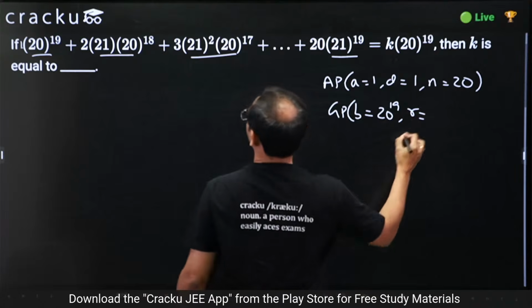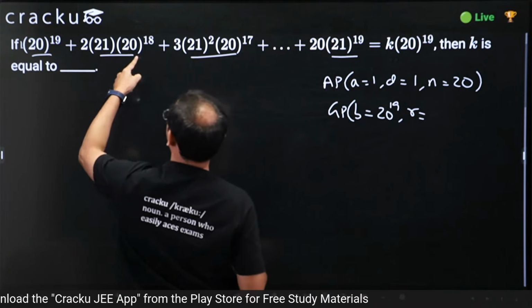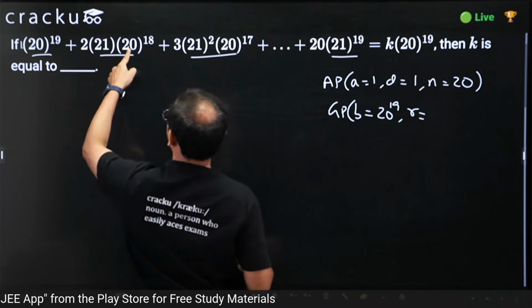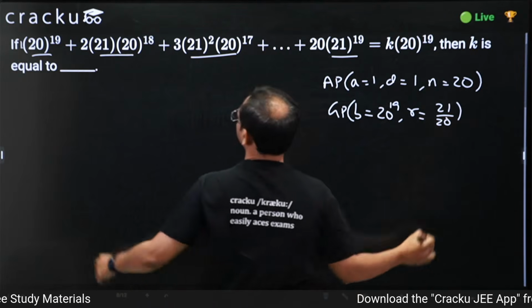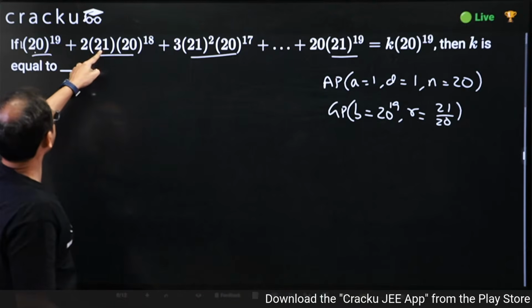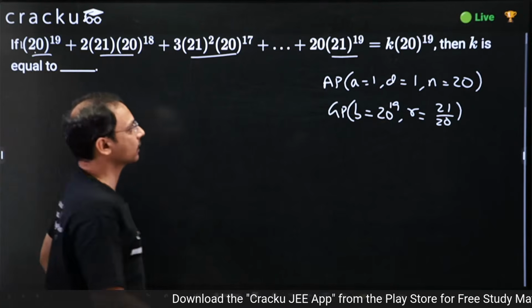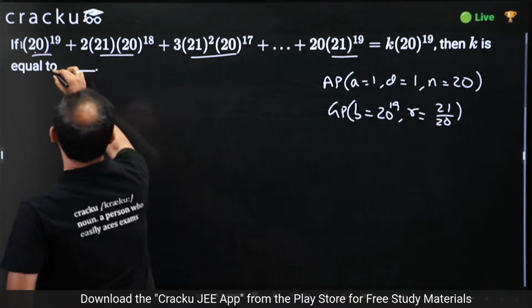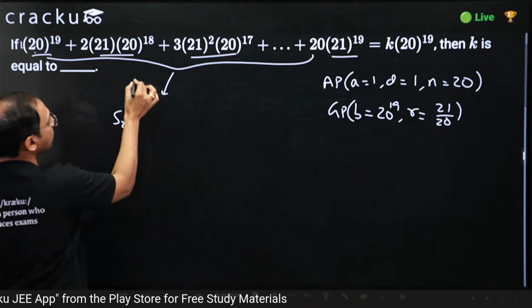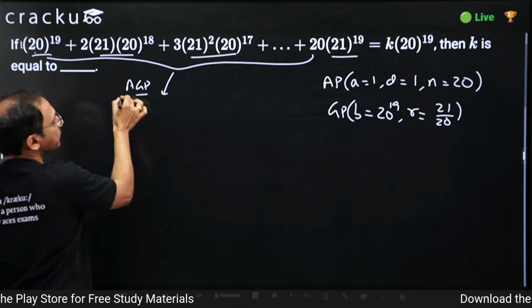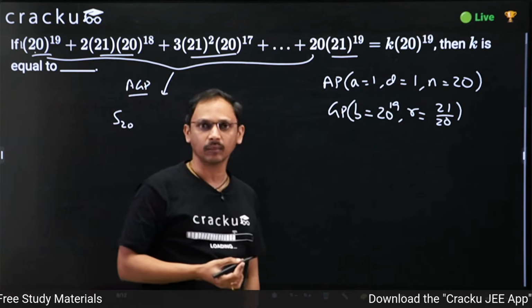And common ratio, what do you multiply to get from here to here? I'm getting a 21 and 20 is reducing. So the common ratio is 21 by 20. So 21 will increase and 20 will decrease. So this is the common ratio. And here, this is nothing but sum of the first 20 terms of this AGP. So you need to know the SN formula for AGP.